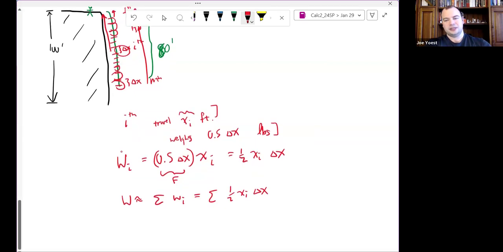And then again, I want to take a limit as n goes to infinity and as delta x goes to 0. So as my rope slice size goes to 0 and the number of such slices goes to infinity, I then recover equality. The summation turns into an integral.